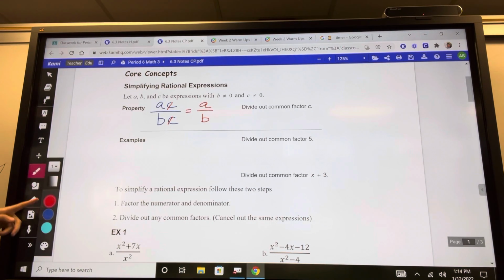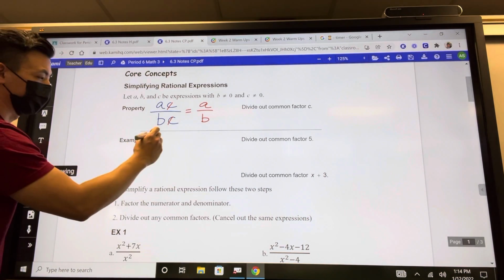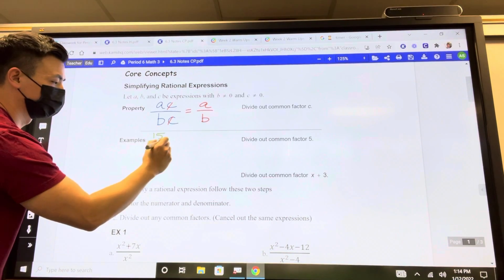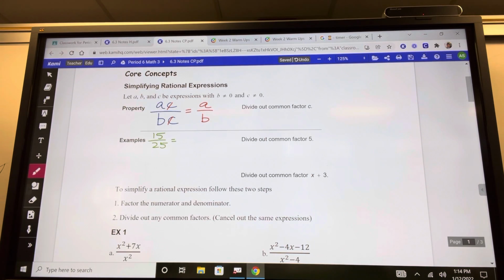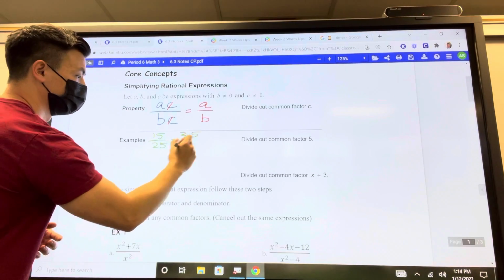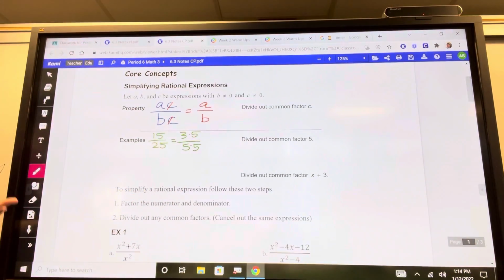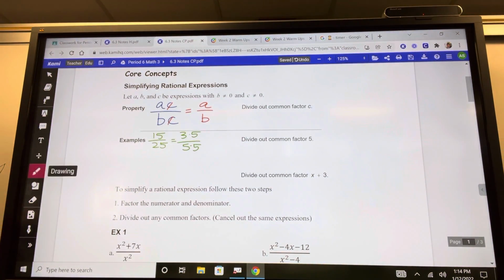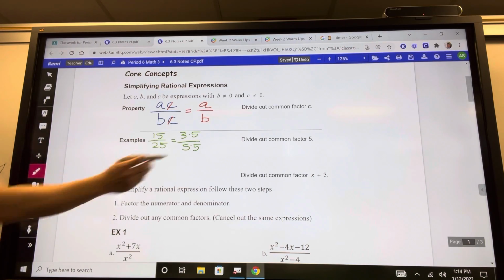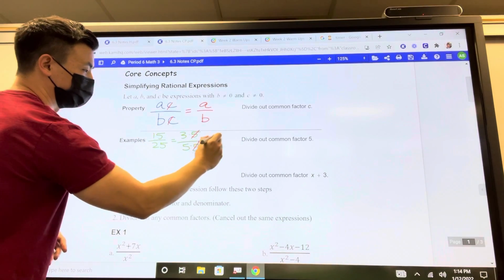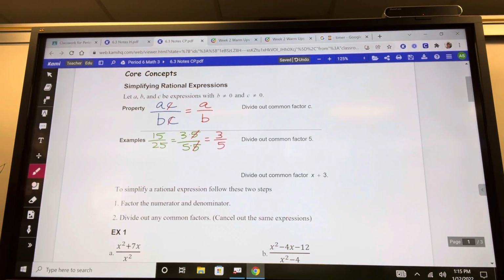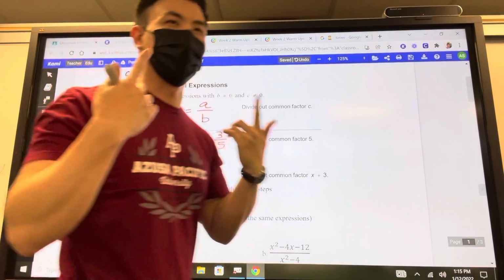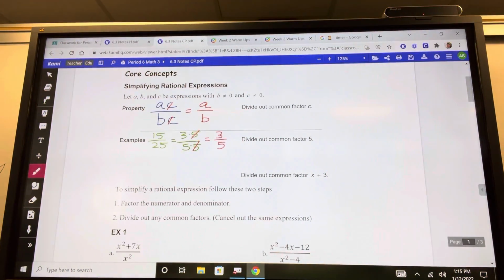So if I think about this in terms of numbers, if I have something like 15 over 25, I can rewrite this as 3 times 5 and 5 times 5, right? And I have something in common on top and bottom. What's going to cancel? 5. So we're dividing out our common factor of 5, and we're left with just 3/5. And basically, this is how we reduce fractions. And we kind of do this in our head, right? We just factor out what they have in common.